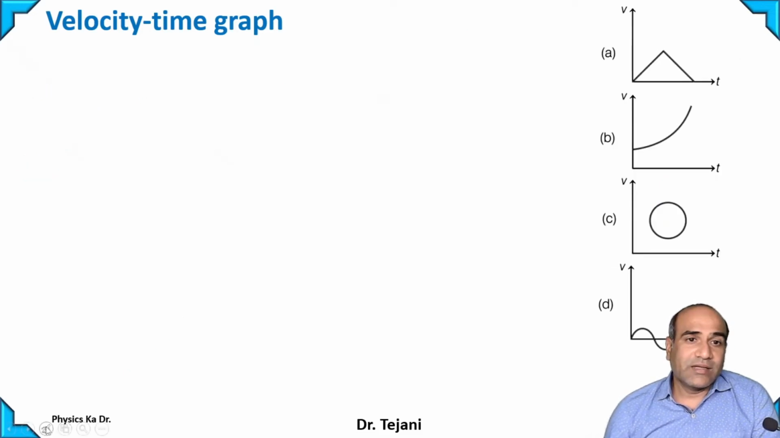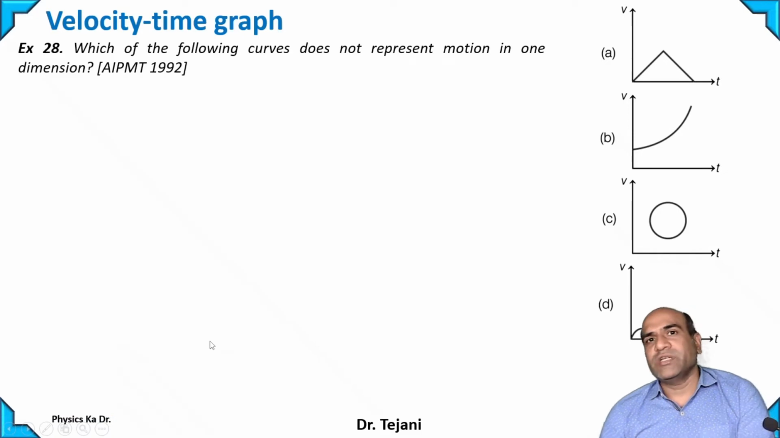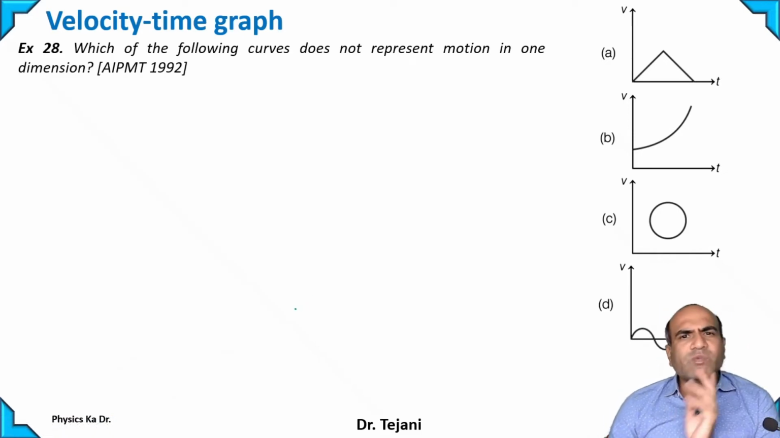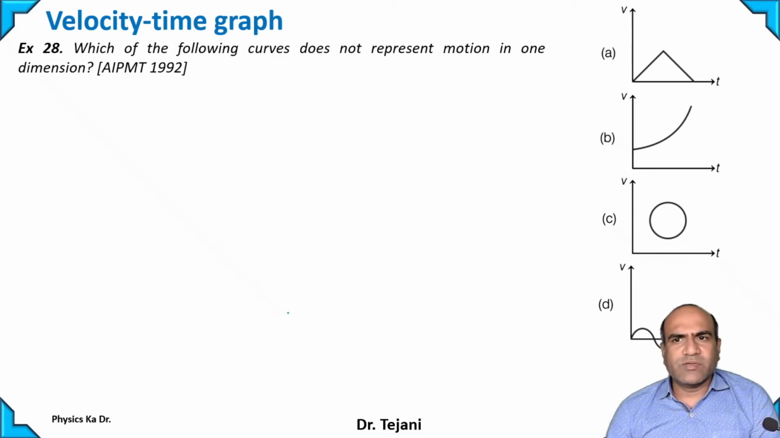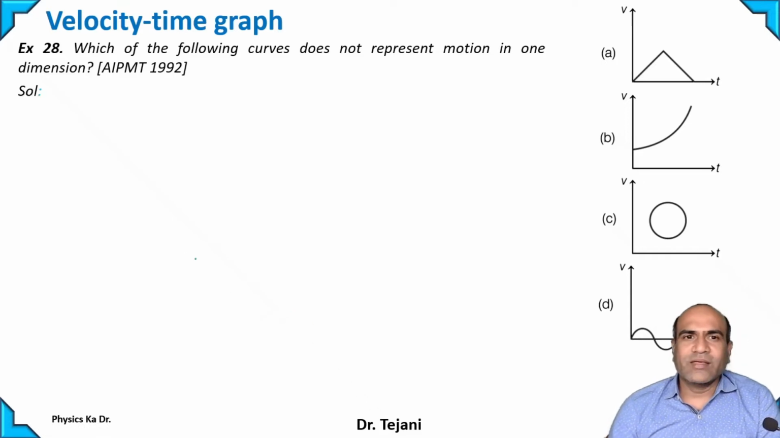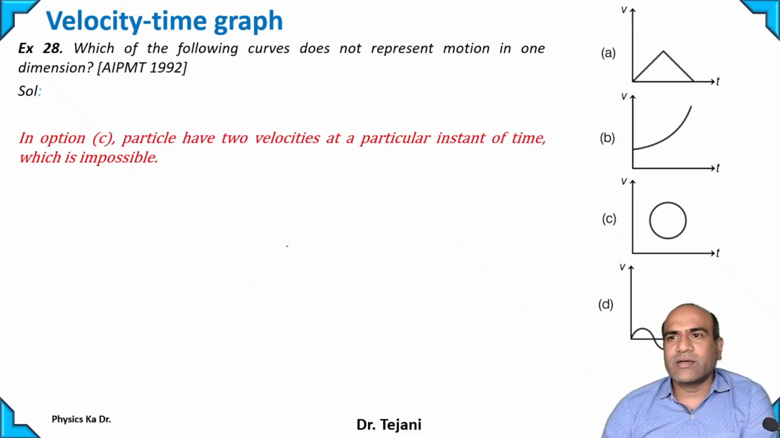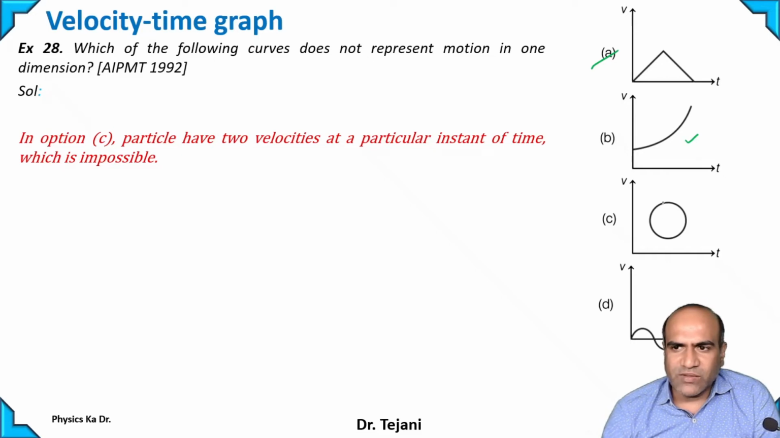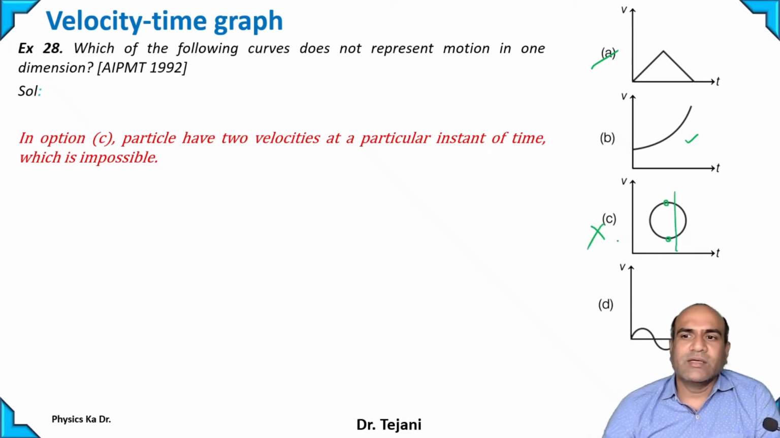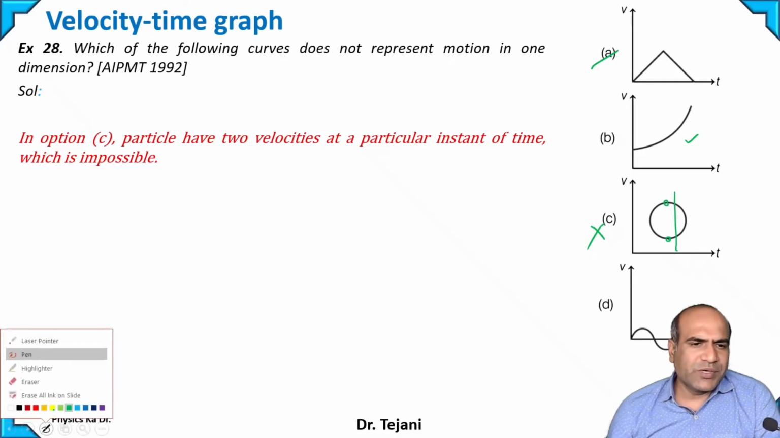We got one more question. Example number 28. Which of the following curve does not represent motion in one dimension? All India Pre-Medical Test 1992. So first one, velocity increases, velocity decreases, it is okay, no issue at all. In the B, velocity increases non-linearly, that is okay. But see, option number C, two velocities at a particular time is not possible. Therefore, this option is incorrect. D is also okay, no issue with this.